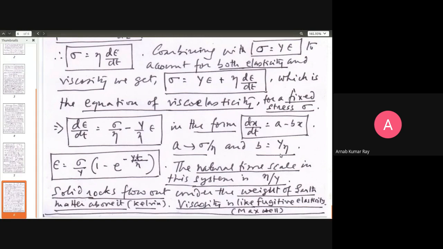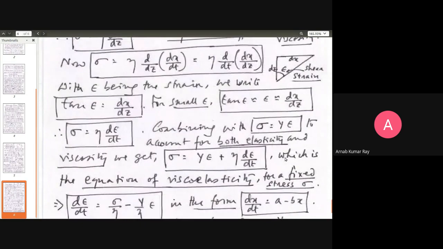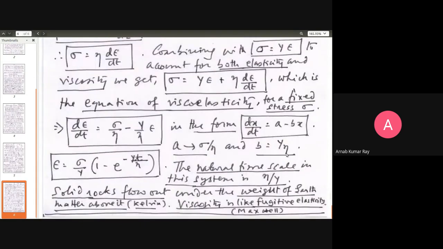So now let's see what we will do is that we will write the solution of this equation when t is equal to 0, epsilon is equal to 0. So the solution will be a by b. A by b will be sigma by y. The two by etas will cancel. 1 minus e raised to minus bt. Minus b will be y by eta. Y by eta is minus bt. So the natural time scale will be 1 upon b, which is eta by y.